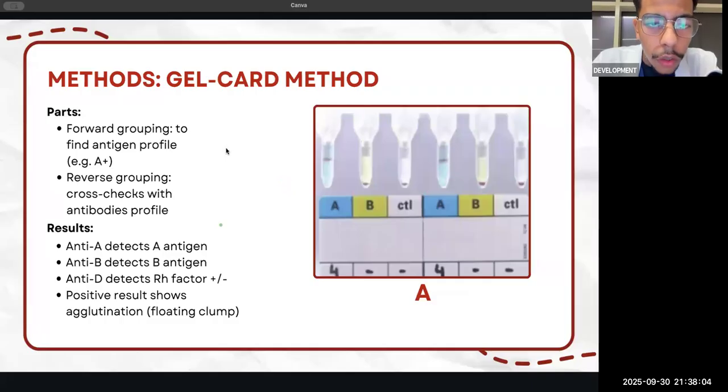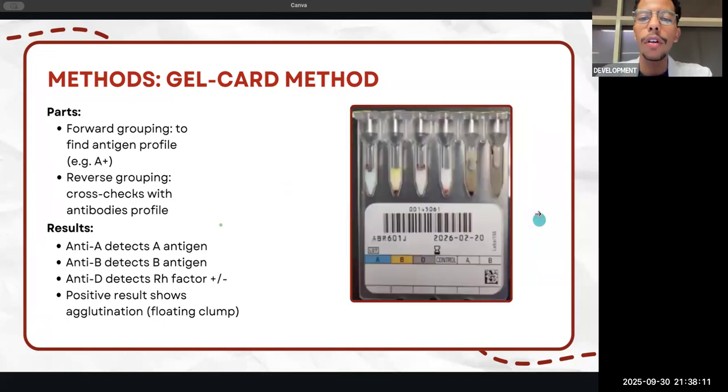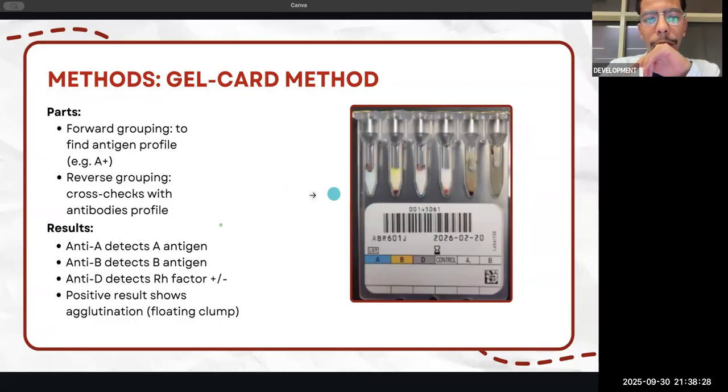I'm not sure if they explained to you guys on this exact card, but this is the card that they used in the slides. But I have another example. I'll show you guys right now. And this is it. Now here is where we have the D, the RHD. So we have A, B, and D. If it's positive, then it's positive. If it falls down, it sinks to the bottom, then it's negative.